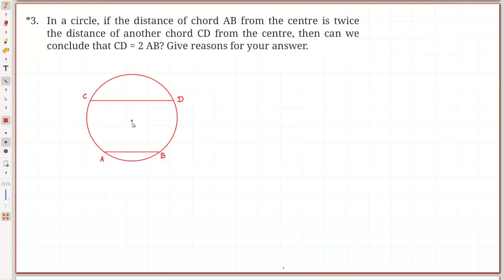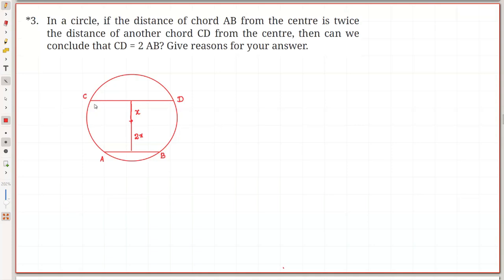Now the distance of AB from this center is twice the distance of the other chord CD. If I take this distance as x, then this will be 2x, correct? The distance from the center of AB is twice this, so this is x means this is 2x. Now can we conclude CD is twice AB? How can we conclude?